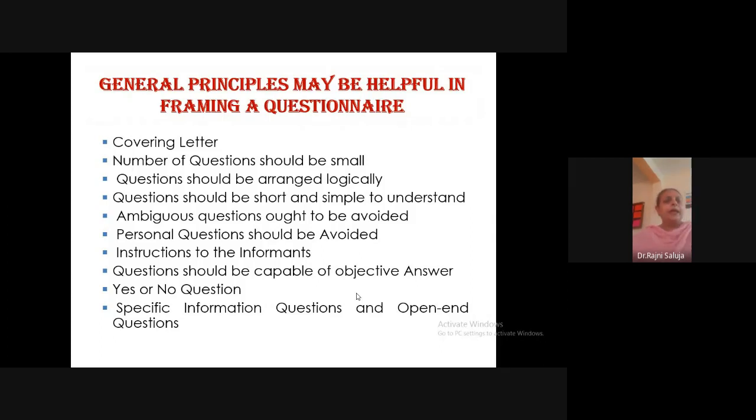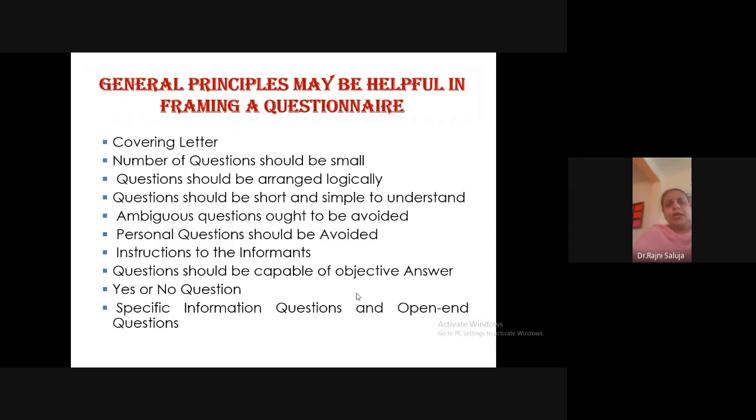Next is instructions to the informants. Now we have to give clear instructions to the informant about what type of answers they have to give, and how they have to answer if they are open-ended or close-ended questions. If we have to seek some opinion from the respondent, we have to give clear-cut instructions. Informant means respondents; clear guidelines have to be there.